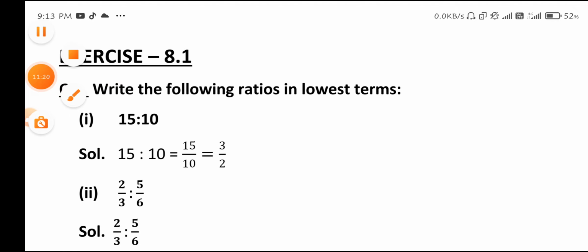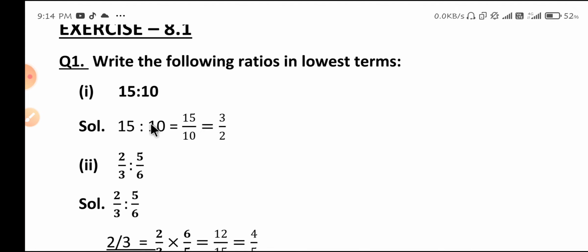Now we are going to start our exercise 8.1. So write the ratios in lowest term. Lowest term means if numerator and denominator are having only common factor 1, अगर न्यूमरेटर और डिनोमिनेटर का कॉमन फैक्टर सिर्फ 1 हो, या फिर हम उसे बोल सकते हैं कि उसे स्मॉलेस्ट सिंपलेस्ट फॉर्म में चेंज करना, उसे बोलते हैं रेशियोज को लोवेस्ट टर्म में चेंज करना.